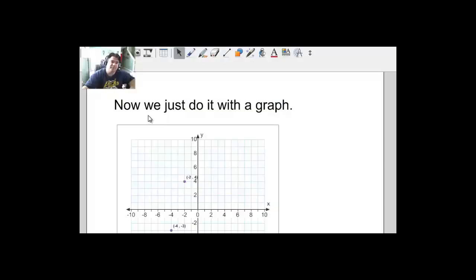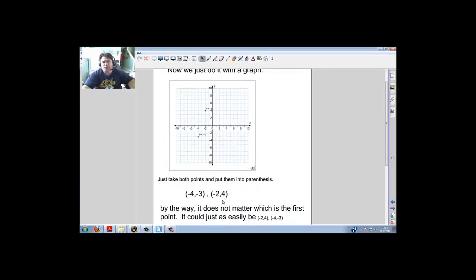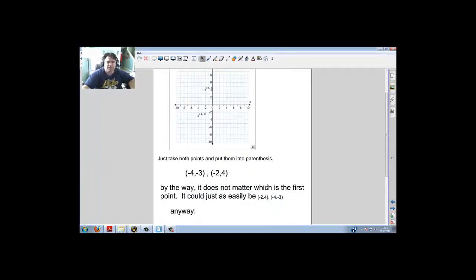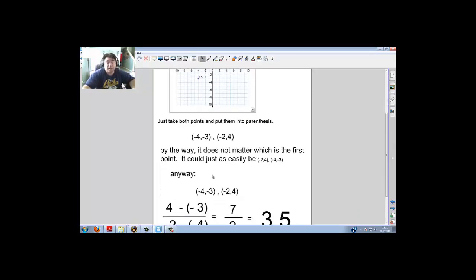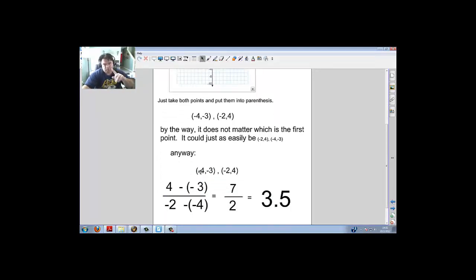And we're back. Now we just do it with a graph. So here you have negative 4, 3 and negative 2, 4. Now if you take a look, it doesn't matter which is first. I could put this in front if I wanted to. I could just flip them. This could be in front. Makes no difference. But in this case here, I'm going to take 4 minus negative 3 over negative 2 minus negative 4.